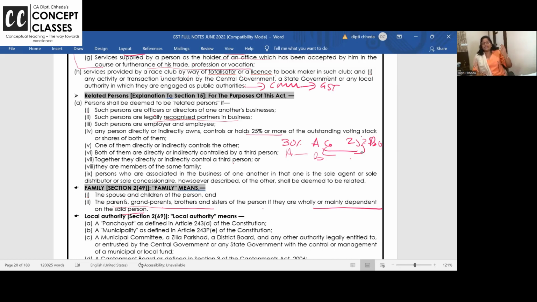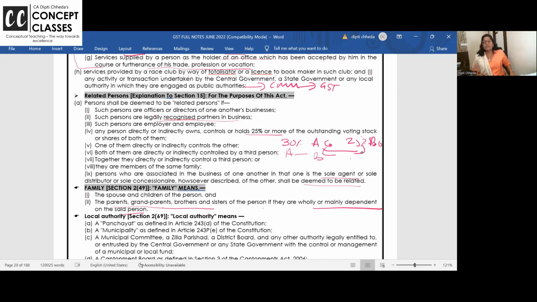Yes, I am the director in the company and my son is an employee in the company, then we are a family and it's a related person. Persons who are associated in the business of one another, in which one is the sole agent or sole distributor, shall be deemed to be related.